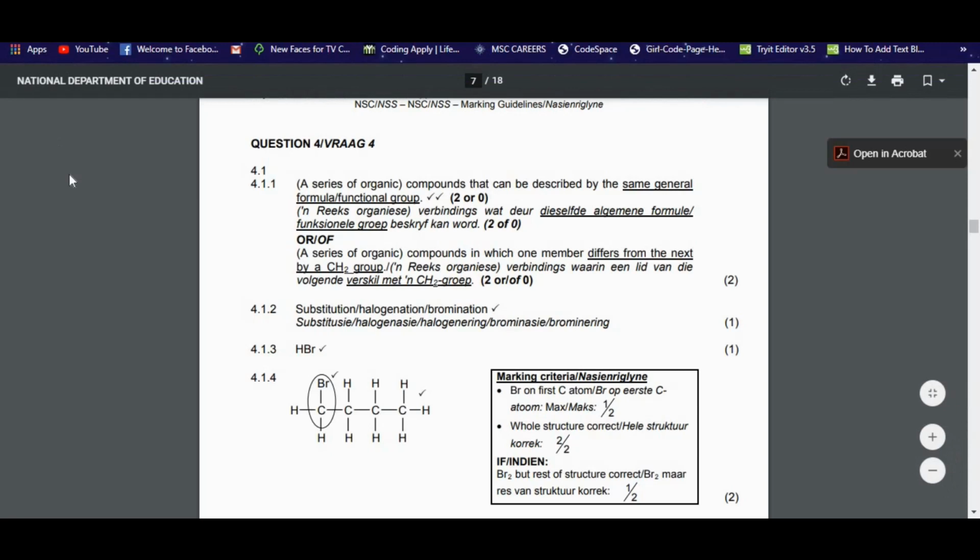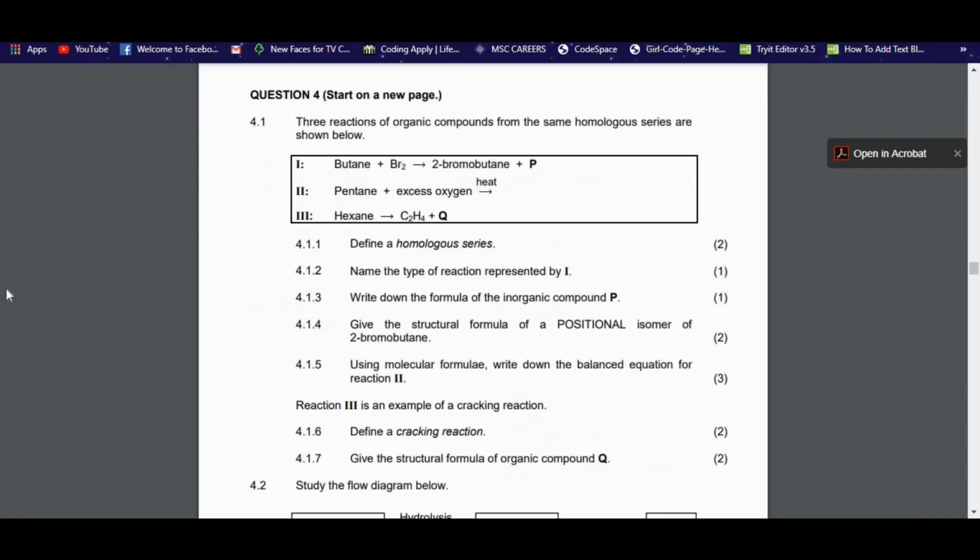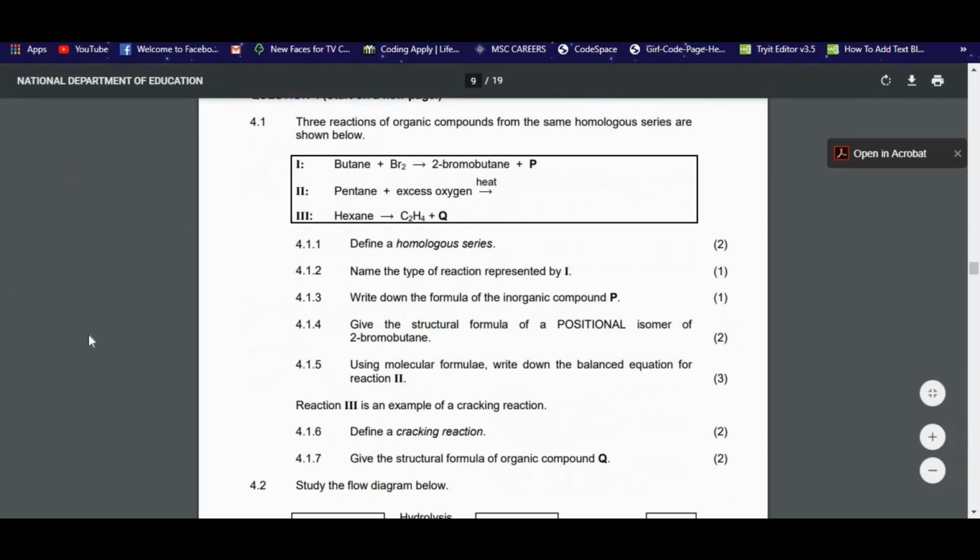Another definition you could use is a series of organic compounds in which one member differs from the next by a CH2 group. That one's a little bit trickier to remember. I prefer the first one because it's more textbook related. It's plucked almost exactly from a textbook, saying that it's described by the same general formula or same functional group. That was 4.1.1.